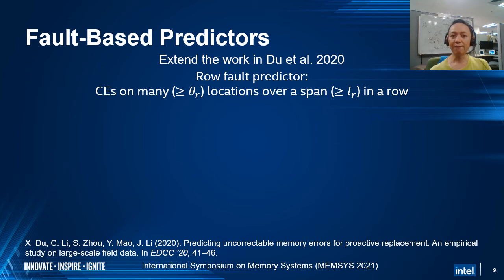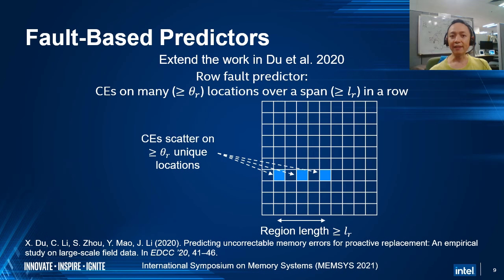Similarly, we define a row fault predictor. If in a 24-hour time window, CEs are observed on no less than theta R locations over a span with the length of no less than LR in a row, the row fault indicator is activated. We then predict that UEs will occur in the future. A row fault is more likely caused by a row address decoding failure, a word line damage, and so forth.